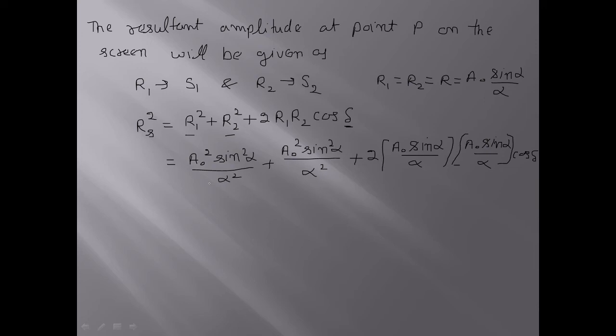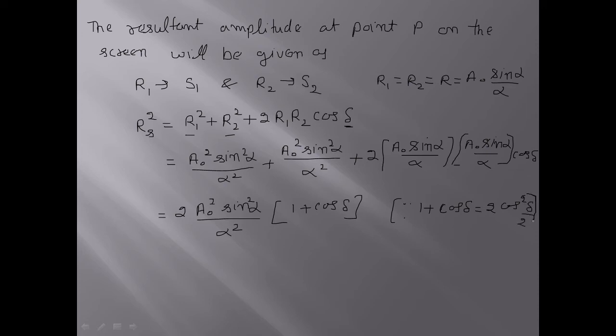Some of the terms are common in this equation. That is, now the equation will become this divided by alpha square is equal to 1 plus cos delta, because 1 plus cos delta is equal to twice cos square delta by 2 from the sine formula.